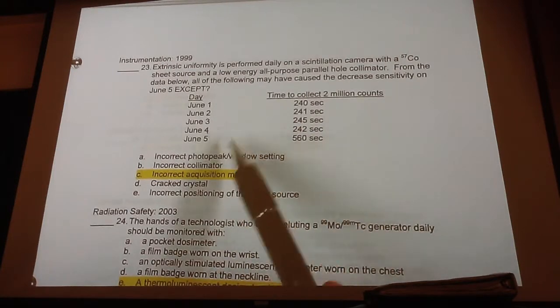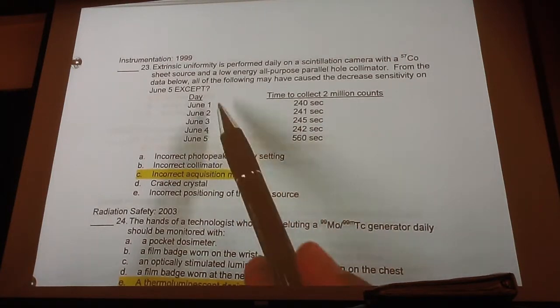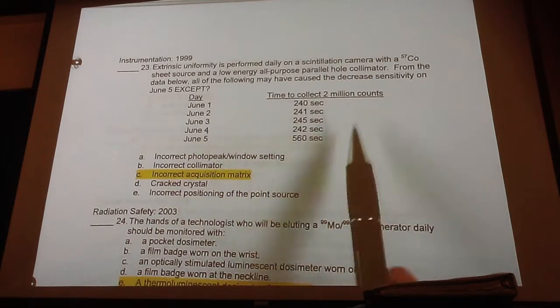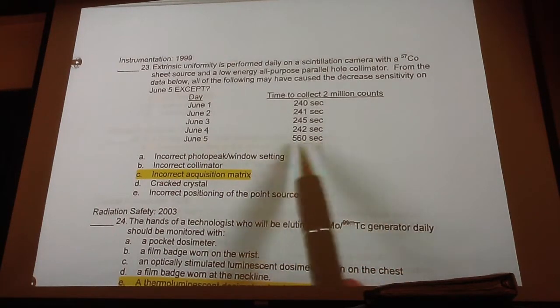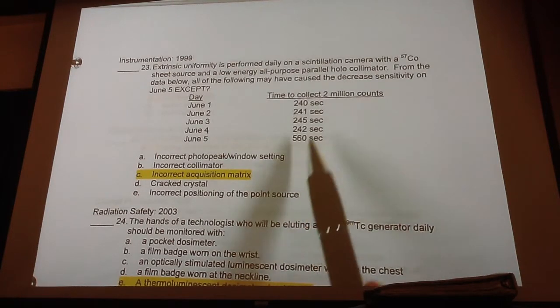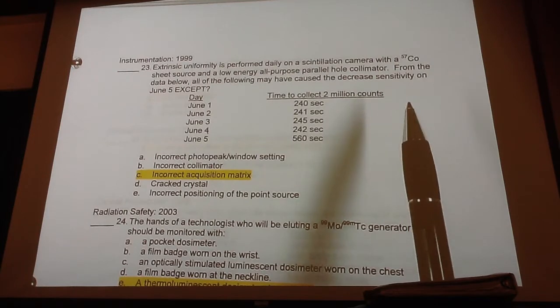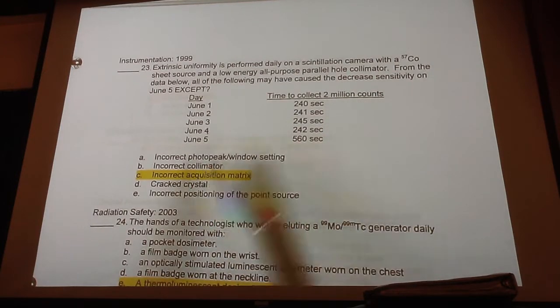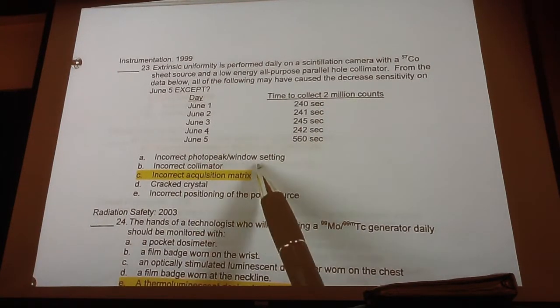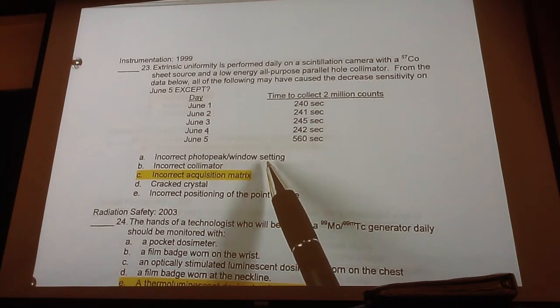So what they're saying is, you're doing all these daily tests, monitoring how long it's taking, and all of a sudden you get a day like this, where it's like 2.5 times longer. This is why you do this. So what would be the problem? Or which one of these things below would not be a problem? An incorrect photopeak, so maybe you have it on technetium instead of cobalt. That would be a problem.